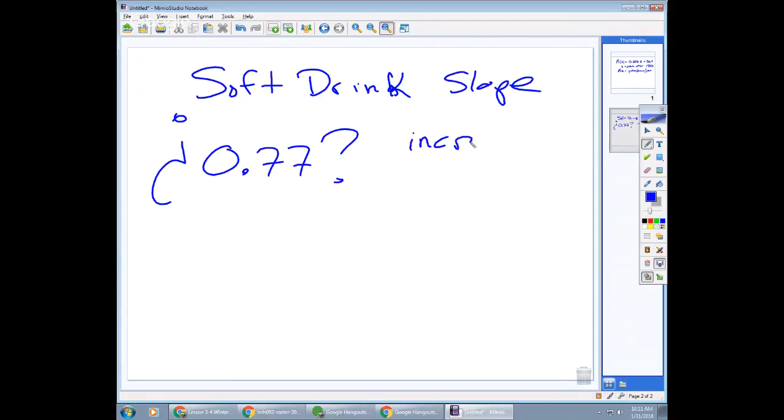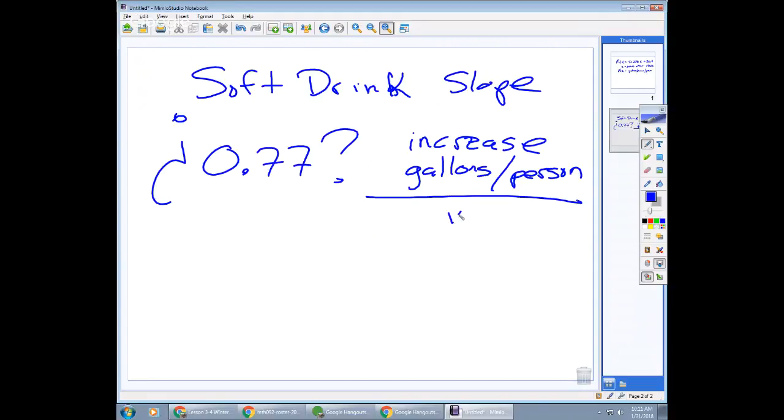So it's an increase because it's positive, of gallons per person. So that's pretty much the numerator of my slope, because remember, a slope is a rate of change. So the numerator is the increase in gallons per person, and the denominator is the change in years. So per year.